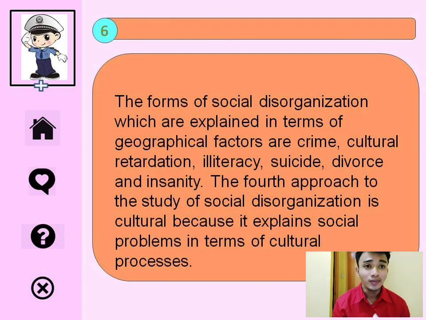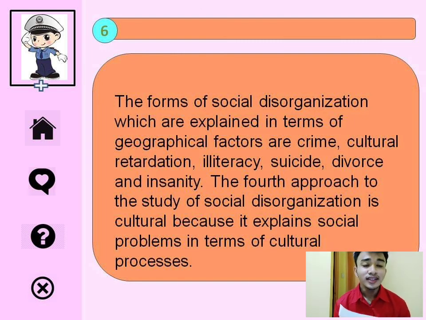From our last slides, from social disorganization theory, the forms of social disorganization which are explained in terms of geographical factors are crime, cultural retardation, illiteracy, suicide, divorce, and insanity. The fourth approach to the study of social disorganization is cultural because it explains social problems in terms of cultural process. Meaning, in these slides, social disorganization explains crime, divorce, and suicide, and it also explains our cultural problem processes. Thank you for listening to our social disorganization topic.